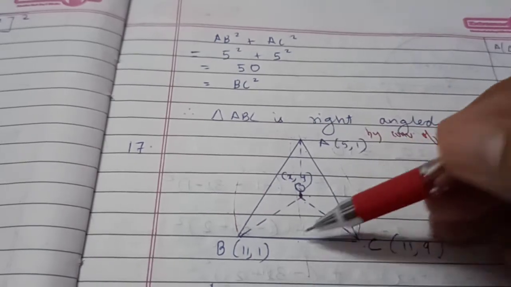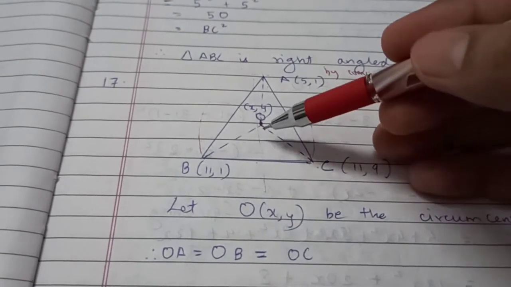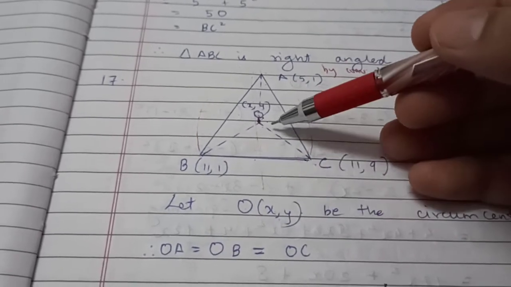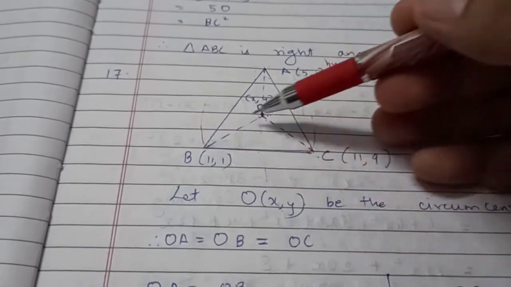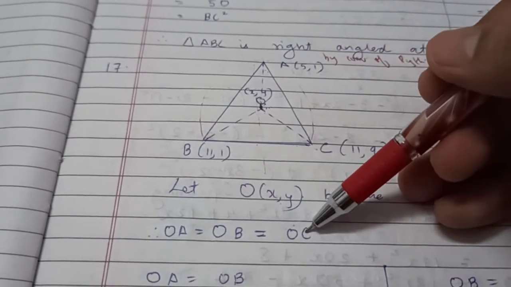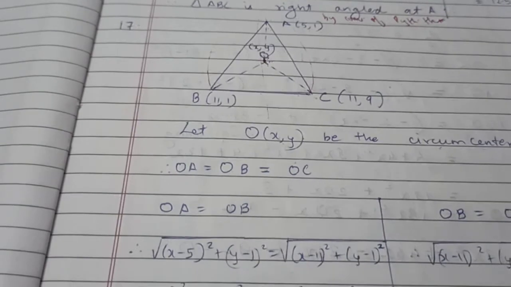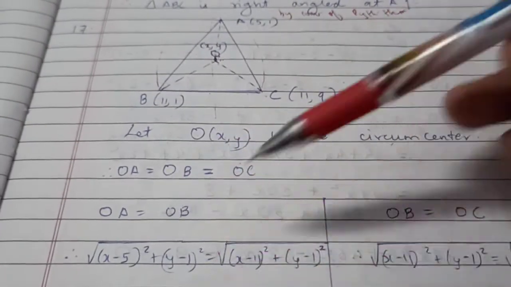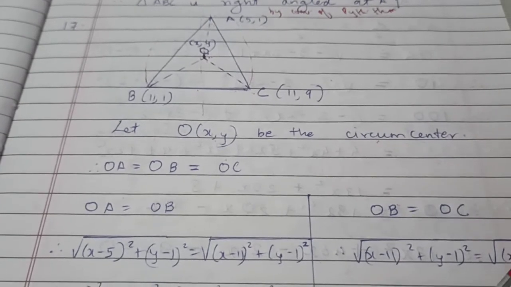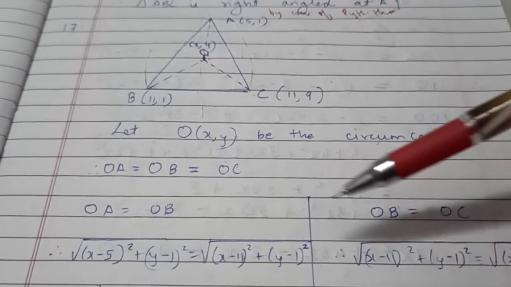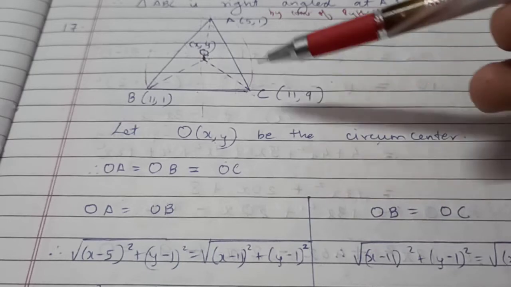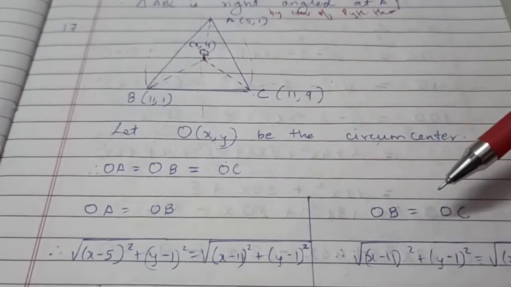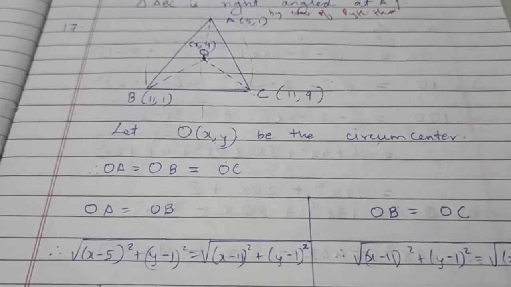So the 3 points are given. We can assume the circumcenter to be x comma y, and we know that OA is equal to OB is equal to OC, radii of the same circle. That's a property of a circumcenter. So we'll solve OA is equal to OB out here and OB is equal to OC out here. We can do it one below the other as well, but I'm doing side by side. We could have used OA is equal to OC as well instead of this, but this will be very useful. I'll tell you why soon.